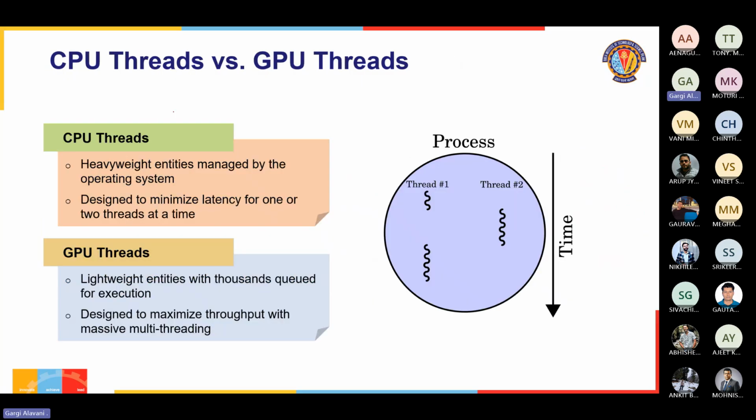What is the difference between a CPU thread and a GPU thread? CPU threads are still heavyweight. They are managed by the operating system. They are designed to minimize latency for one or two threads at one time. But GPU threads are much more lightweight. You have thousands of them, and they are meant to maximize throughput with a lot of multi-threading. That is, there are a lot of threads available, and that's how you hide the latency in your GPU program.